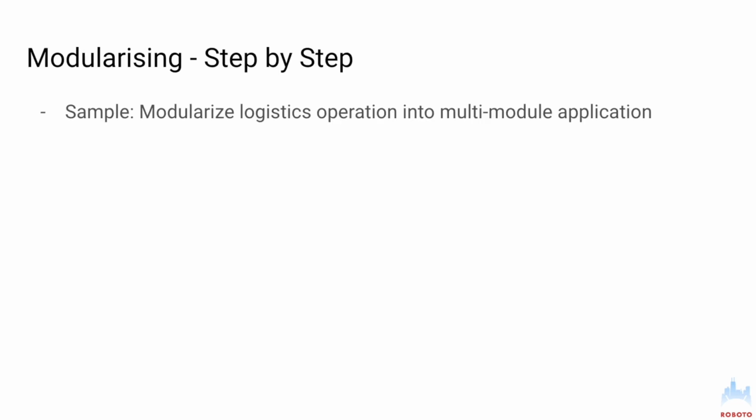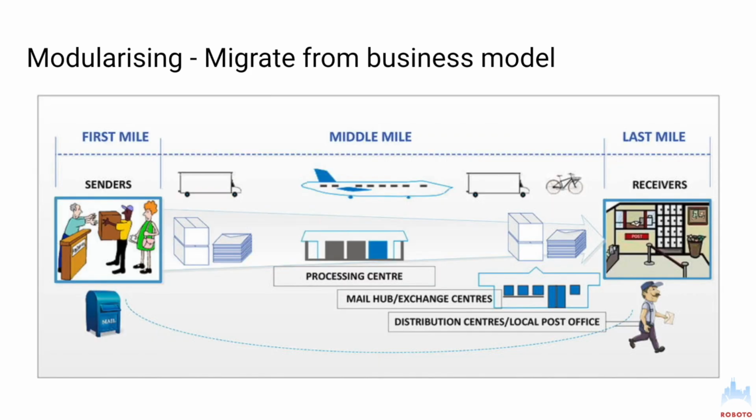Moving to the next line, modularizing step by step. In this slide, we will practice migrating from the business model into a multi-module application. This is the business model of a typical logistics company, where the business is broken into three major categories: first mile, middle mile, and last mile.